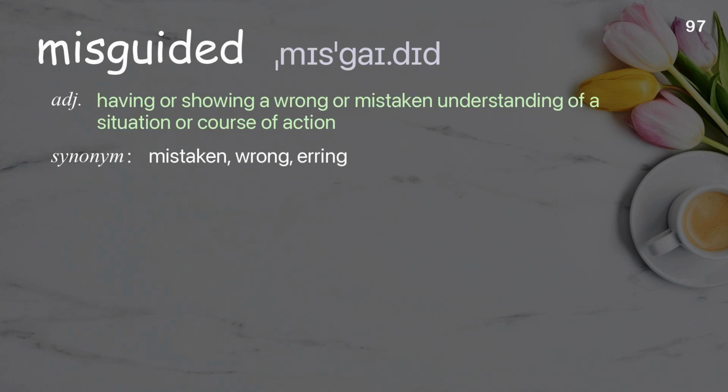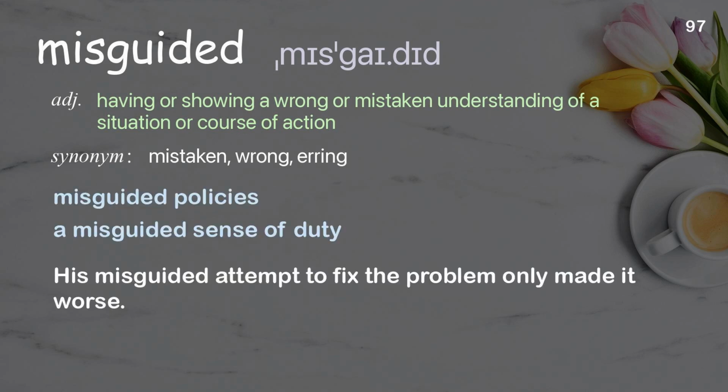Misguided. Having or showing a wrong or mistaken understanding of a situation or course of action. Examples. Misguided policies. A misguided sense of duty. His misguided attempt to fix the problem only made it worse.